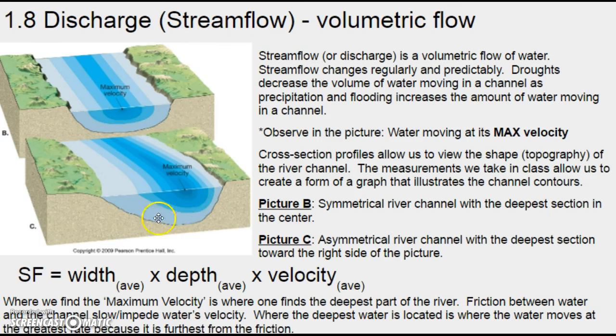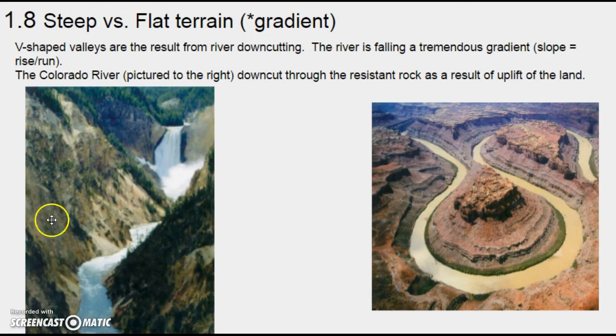And in an asymmetrical channel, you'll notice that it's located over here. It's just the furthest distance from the greatest net frictional drag. So streamflow is average width times average depth times average velocity. Where we find the maximum velocity is where we find the deepest part of the river. Friction between the water and the channel slows or impedes the water's velocity. So find the deepest water, you find the greatest rate of flow as that water is flowing downstream.